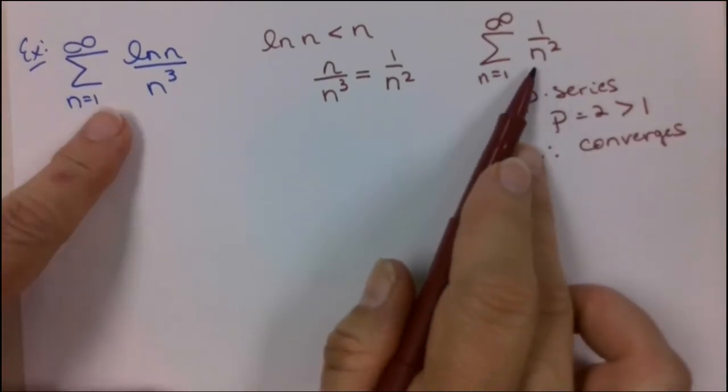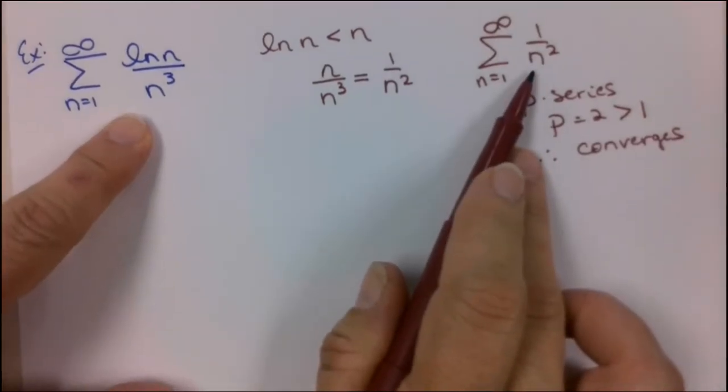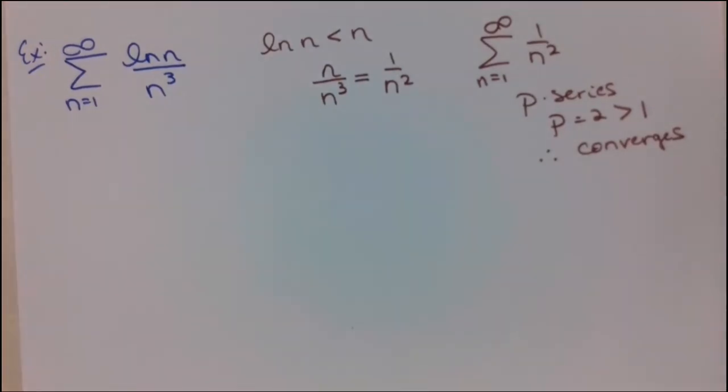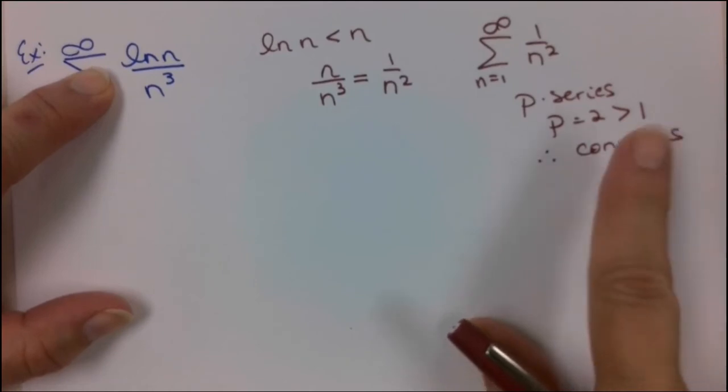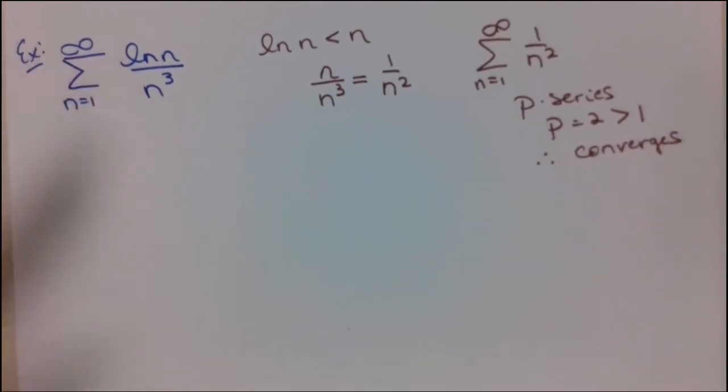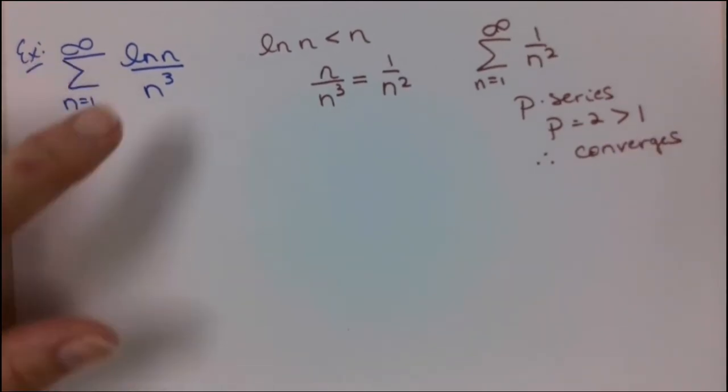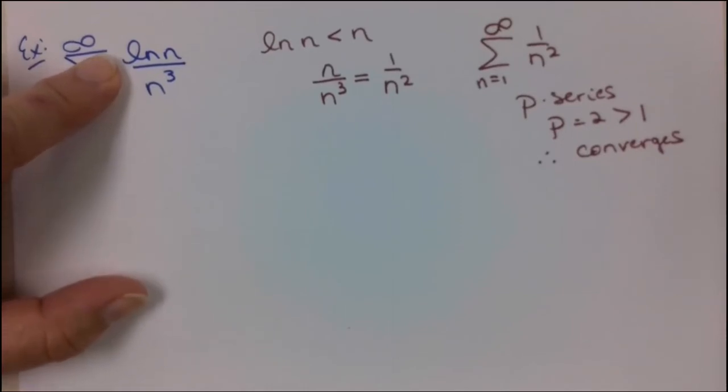So now I want to compare these two series to each other. And what I'm hoping, since this one converges, is that this one is smaller. Because if the terms of this series are approaching 0 quickly enough, and this one is smaller, then it's going to approach even more quickly.